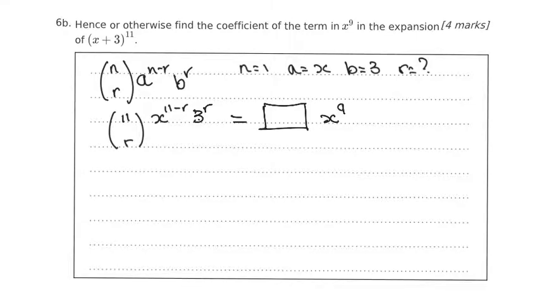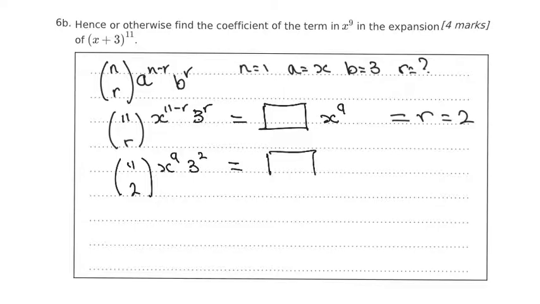Well, 11 minus r must equal 9. Therefore, r is equal to 2. Therefore, we've got 11 choose 2, x to the power of 9, 3 to the power of 2 equals some coefficient times x to the power of 9. Well, that coefficient is 11 choose 2 times 3 squared. Well, we already know what 11 choose 2 is. We can work it out.